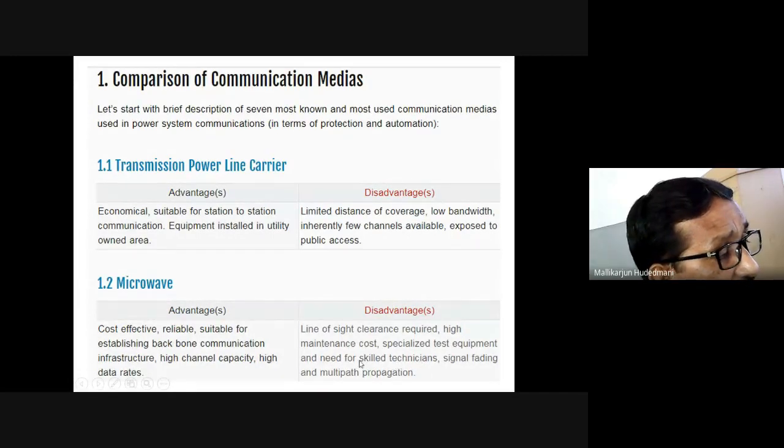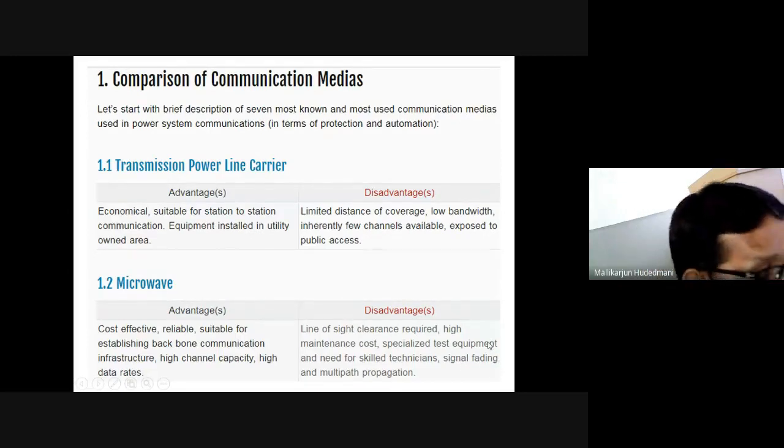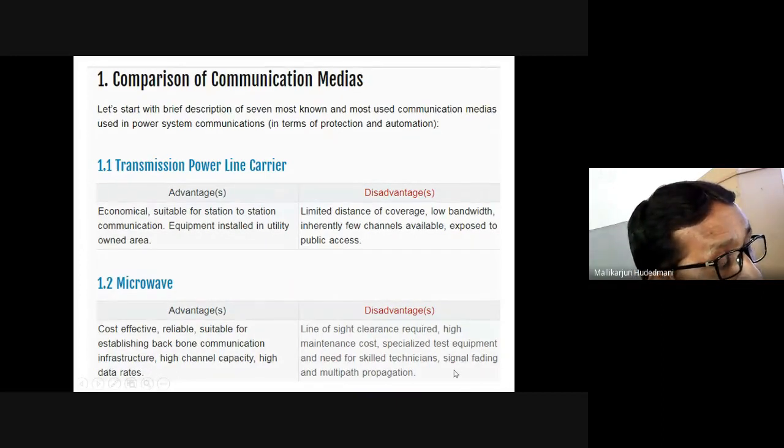It should be a skilled fellow who is able to configure it and work on that. And signal fading and multi-path propagation. This is a challenge. Signal fading means signals getting diminished in their magnitude and strength. That is the signal fading effect over a distance.